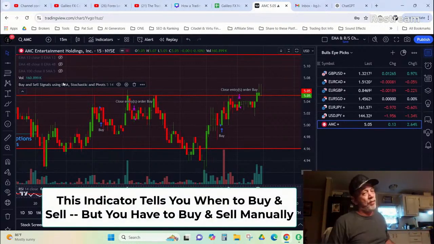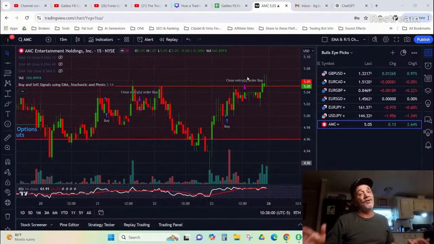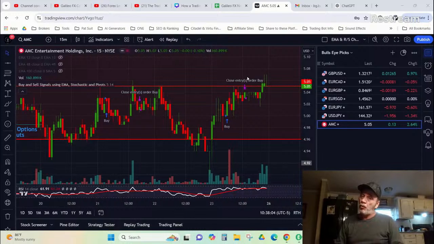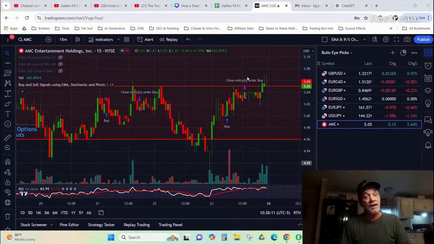Now, here's the problem with that. When you're trading in stocks, you have what's called the pattern day trading rule that you can violate if you buy and sell too fast, too many times on one particular stock, okay? So you want to be careful not to break that rule. But over here in Forex, they don't have that rule.